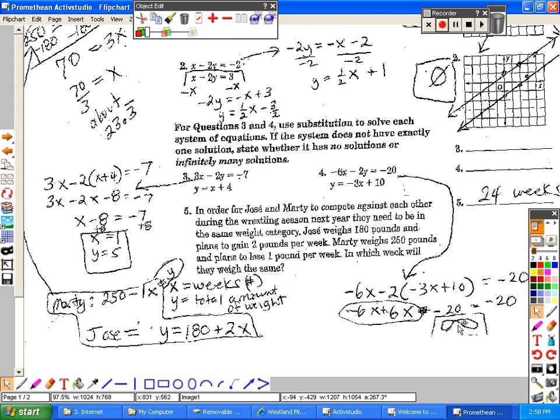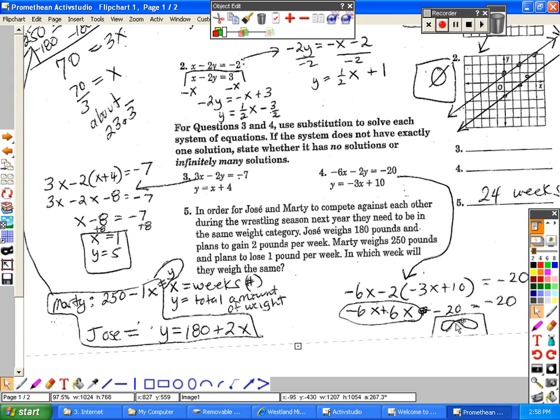Number 5, you already read it, but the two equations, Marty and Jose, are comparing two different people for weight. We're going to make x the number of weeks, and the other thing we don't know is their total weight. So Marty is y equals 250 minus x, because he starts at 250 and is losing 1 pound a week. Jose is y equals 180 plus 2x, because he's gaining 2 pounds a week.